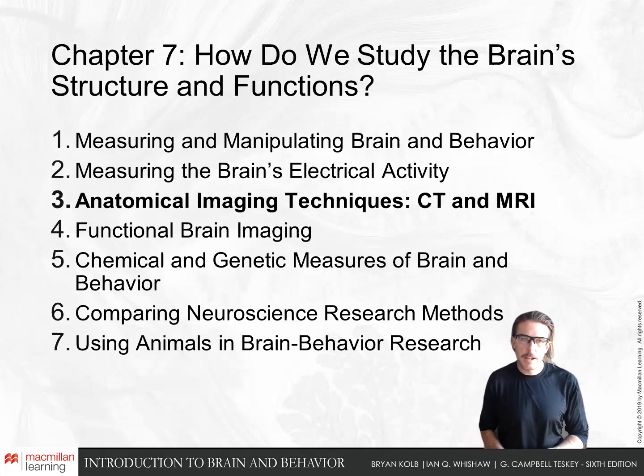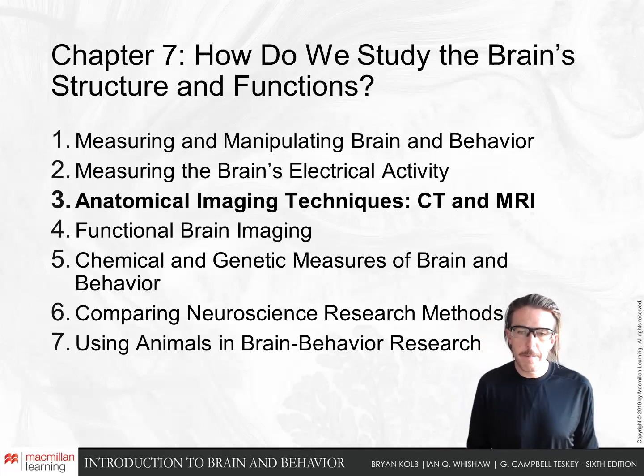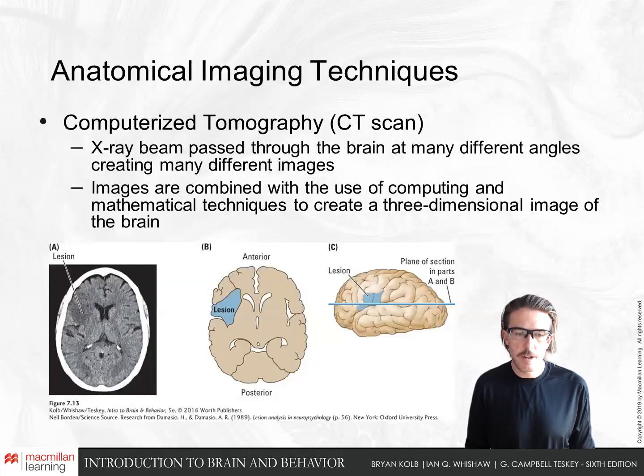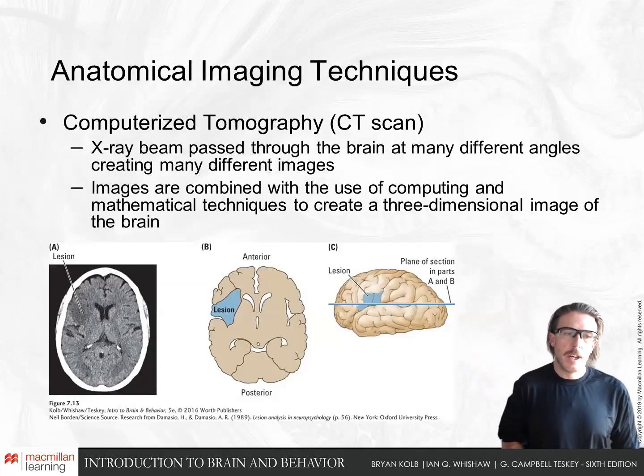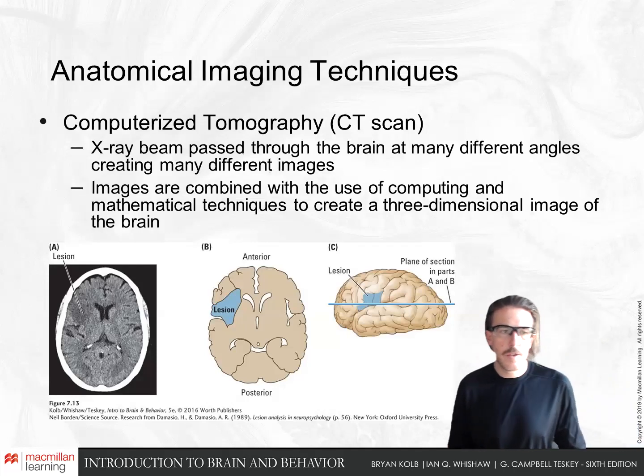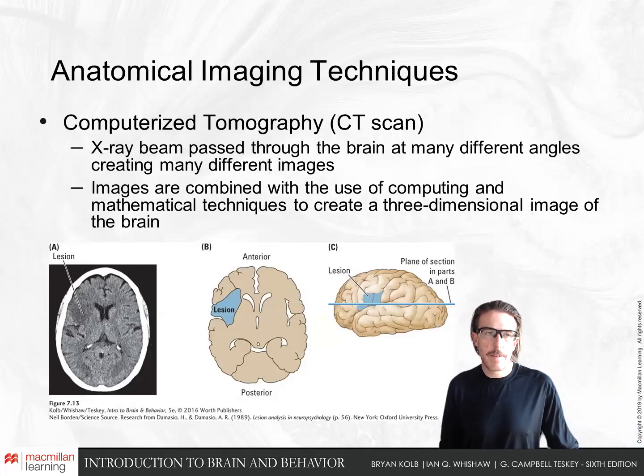Next, we'll talk about anatomical imaging. So can we create pictures of the anatomy of individuals and use that to study the relationship between their brain and behavior? Some of the earliest technologies that were used to identify the anatomy of the brain were CT scans, which are X-rays that are combined together using computer technology from multiple angles.